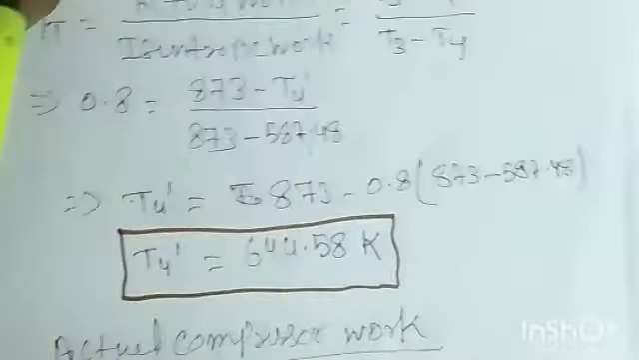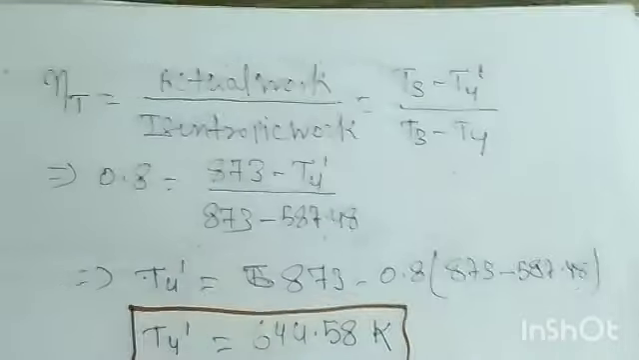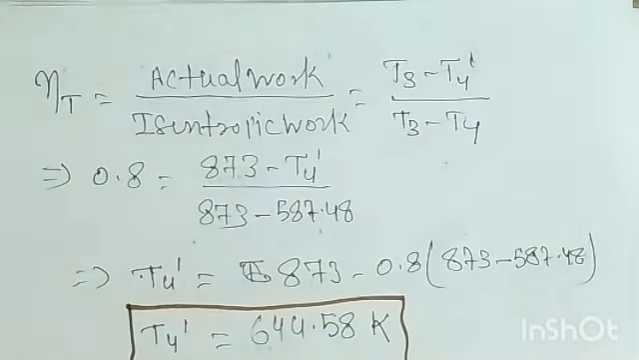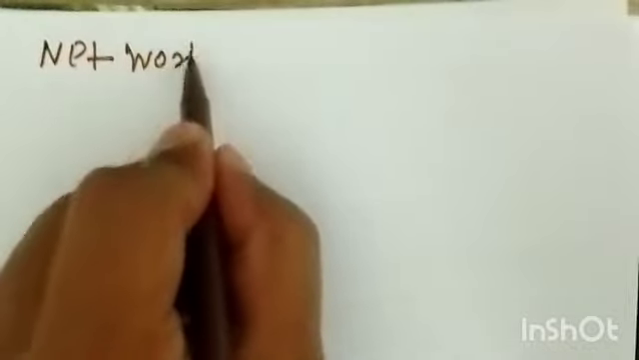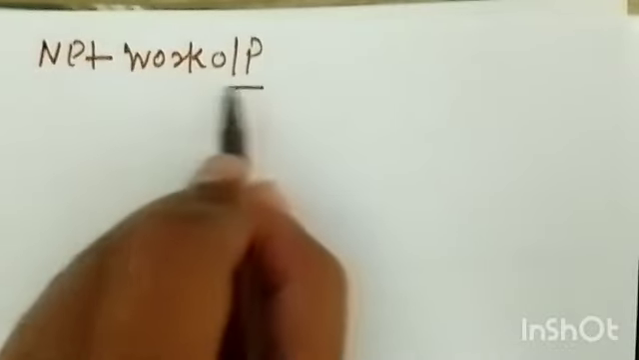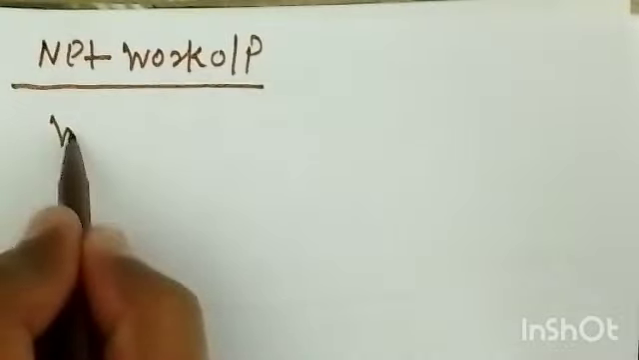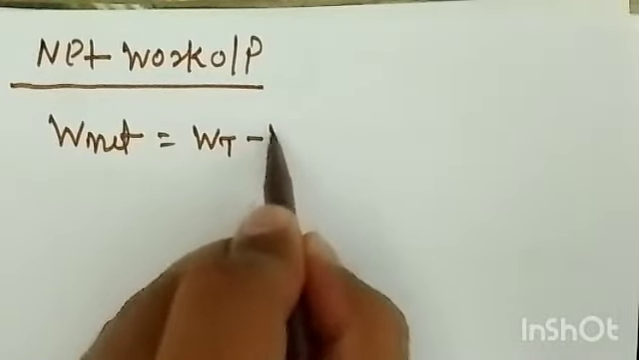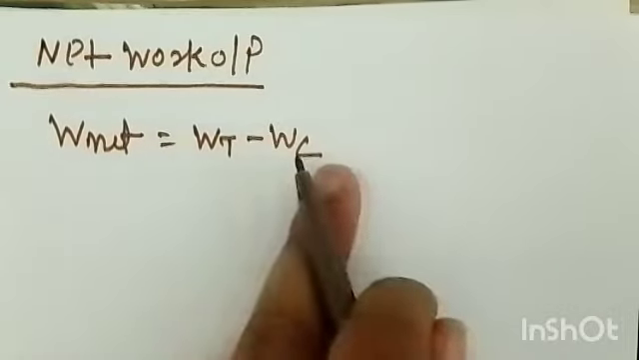Then what we need to do is find out the net work, right? So net work, how do you get that? Net work is equal to turbine work minus compressor work. So we can write first the net work output, right? Net work output, so net work output is what? That W net is equal to WT minus WC, that is turbine work minus compressor work.